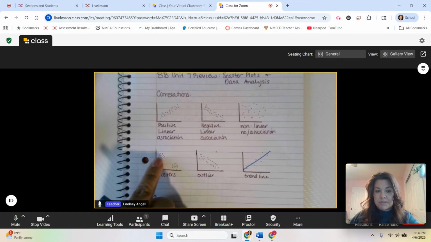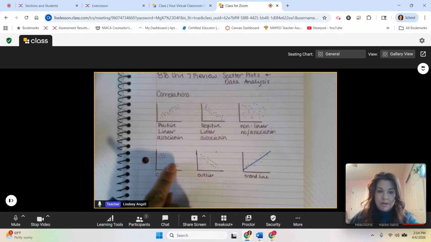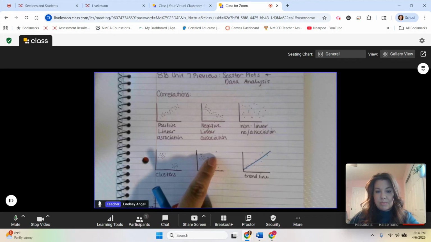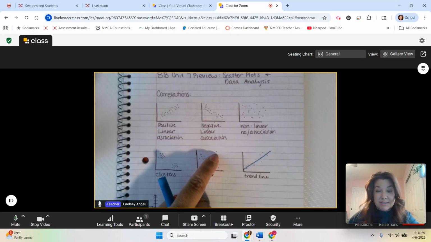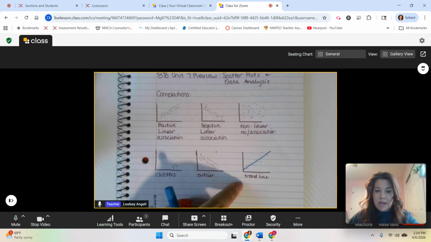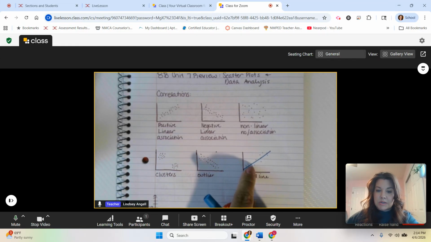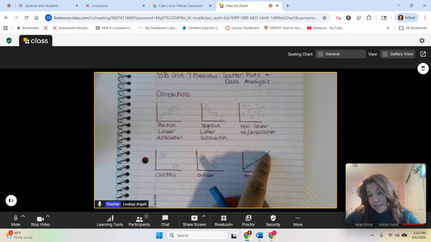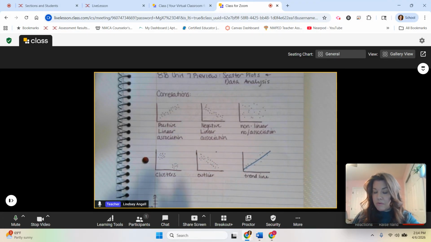Clusters, these would be examples of two clusters. The space between them could also be called a gap. An outlier would be if one piece of data just doesn't fit with the rest of it, it's very different from the rest of the data. That's called an outlier. And then a trend line: if you were to take the data and draw a line as well as you could in between all of the points, what would that look like? It's also known as a line of best fit. It's kind of like you're taking an average of all that data.